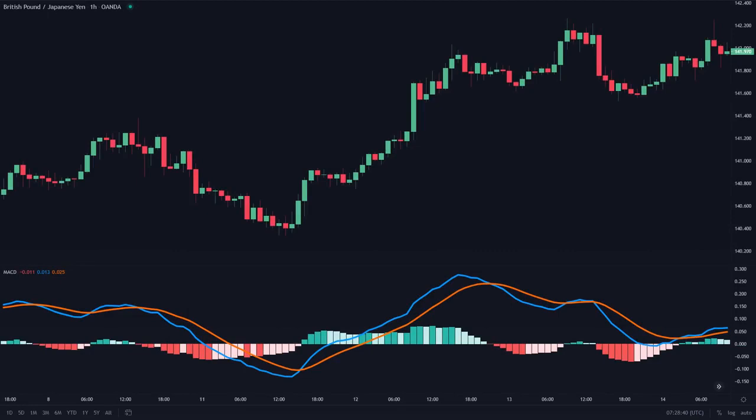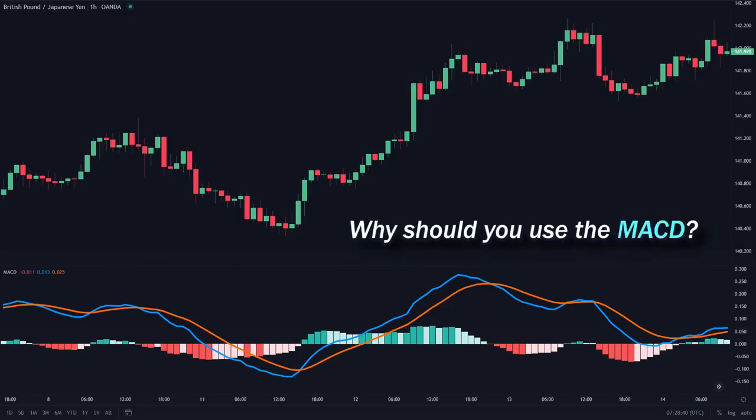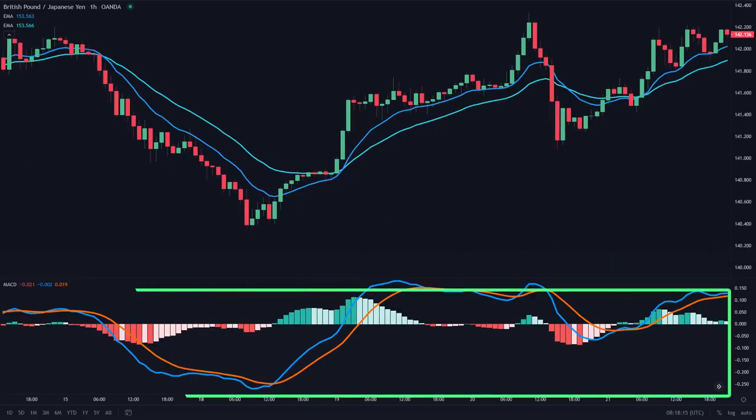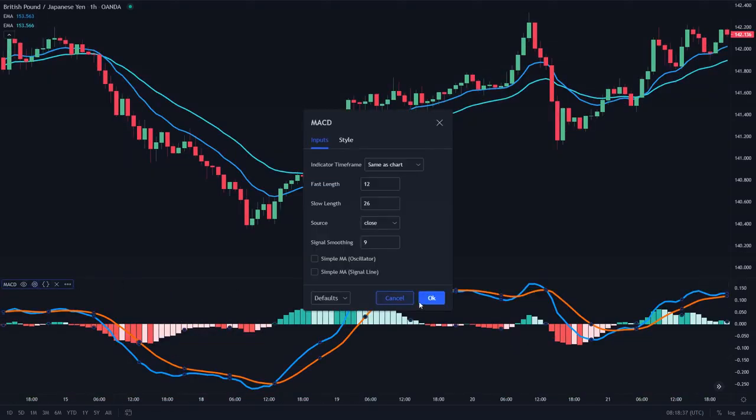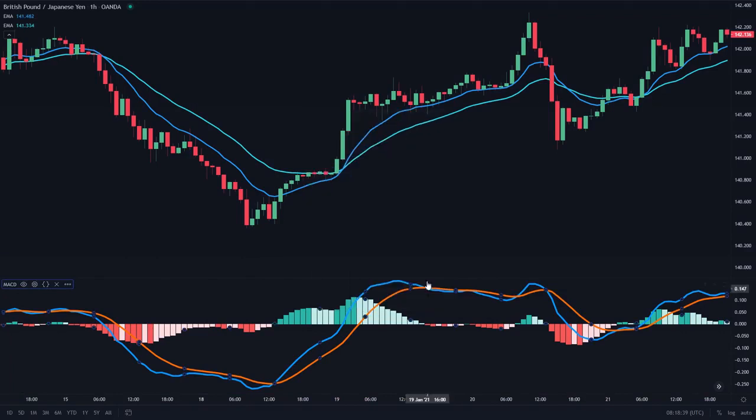Now, we've already established that the MACD is based on moving averages, and so the question is, why should you use the MACD and not the moving average? Well, let me give you a quick comparison. Here we have the MACD set to default settings, 12 and 26. And over here, we also have two exponential moving averages which are set to the same values as the MACD, which are 12 and 26.